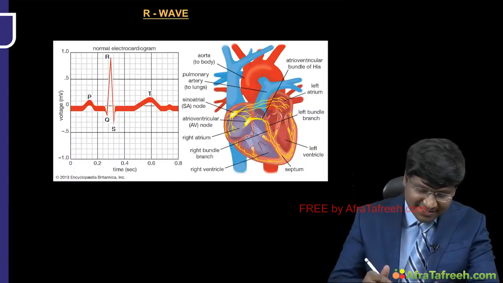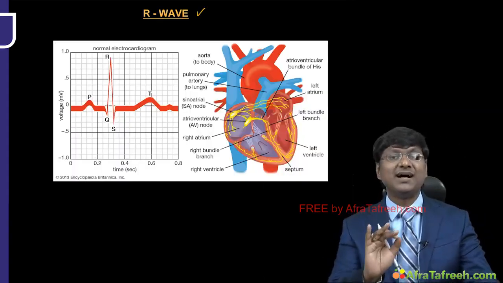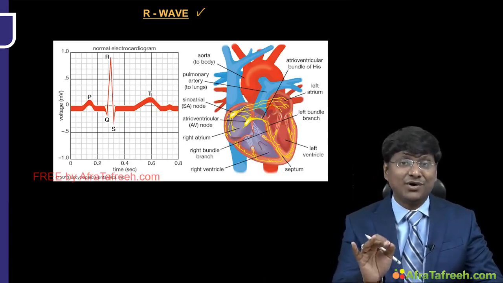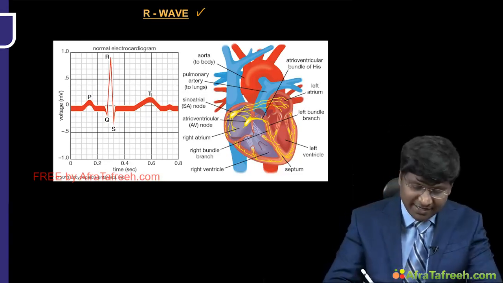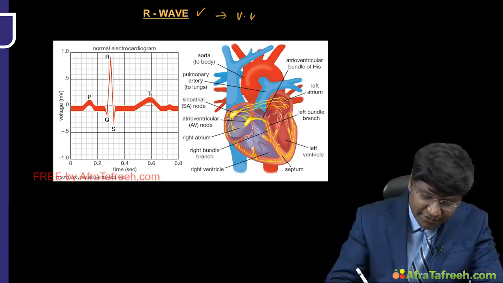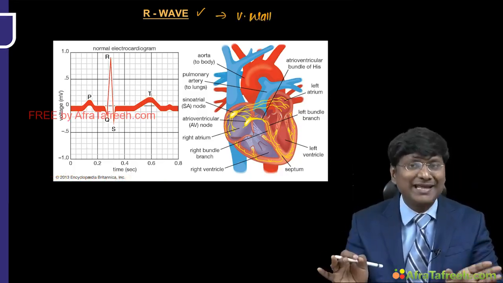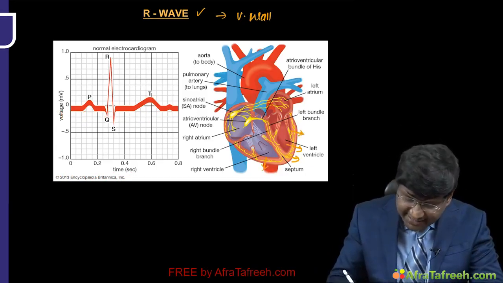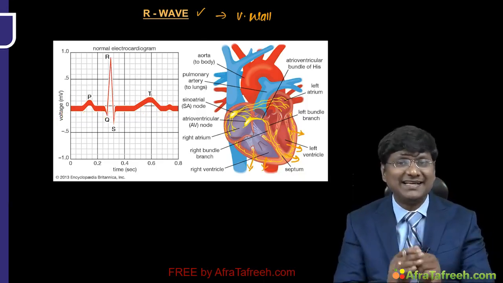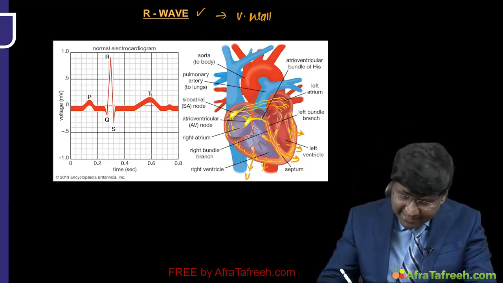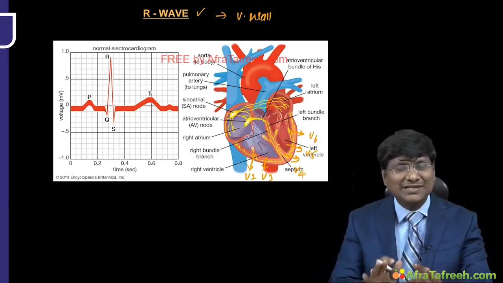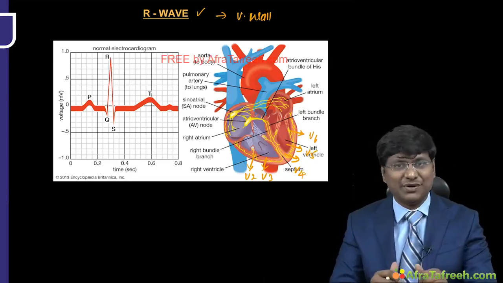Now, after having discussed the Q wave, let me discuss the R wave. The R wave represents the depolarization of the ventricular wall. This ventricular wall depolarization is towards the electrodes V2, V3, V4, V5 and then V6. So that is the reason why the R wave is a positive wave.